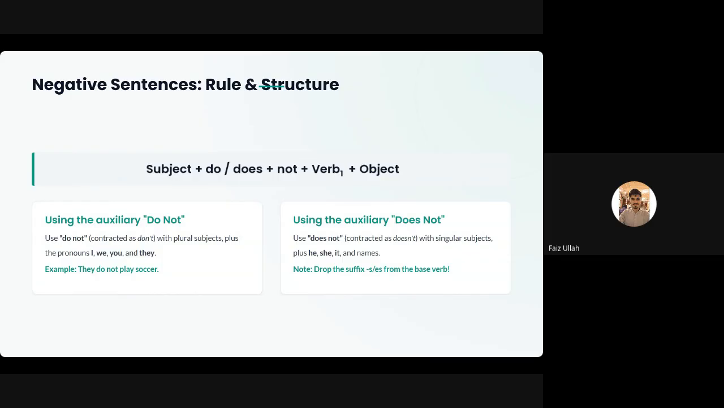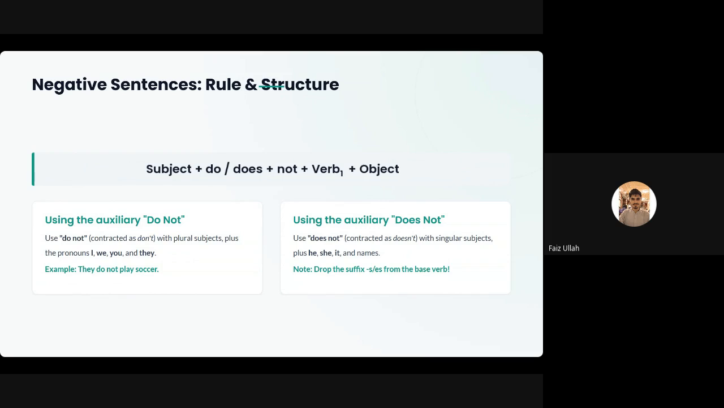Okay, but there is one thing that you need to add. One is do not, and the second one is does not. After that, do not or does not is followed by the first form of verb, and then we will be using an object.